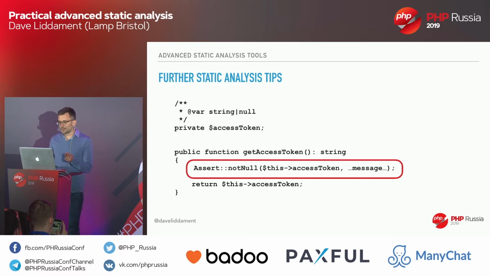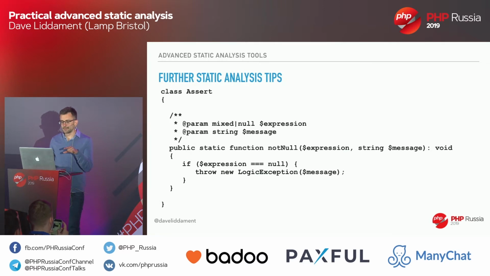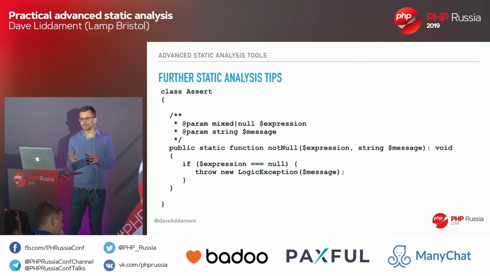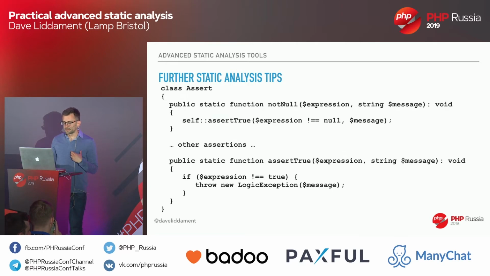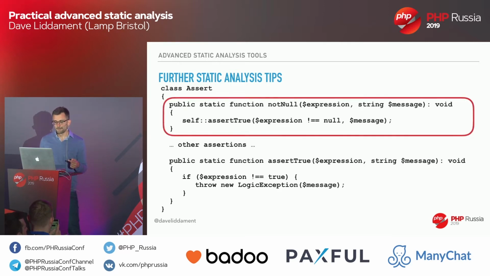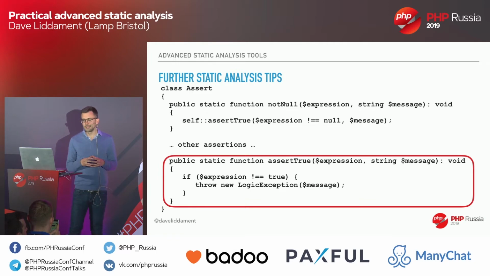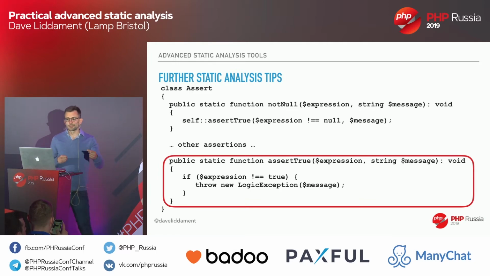So again, Psalm is clever enough. If our implementation of not null is something like this, where we look at the expression and then we throw an exception if that expression is not met, Psalm is clever enough to know that's what's going on in here, and it will all work fine. But let's say we refactored our assert method, so we have many assertions, and they all call assert true. So functionally, nothing has changed, but Psalm isn't clever enough to go through 2 levels to see what's happened.